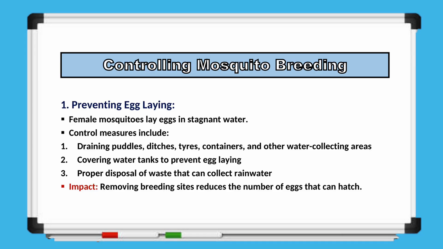Covering water tanks prevents mosquitoes from laying eggs, and properly disposing of waste that can collect rainwater further reduces potential breeding sites. The effect of these measures is significant because removing breeding sites decreases the number of eggs that can hatch, which helps lower mosquito populations and reduces the risk of disease transmission.